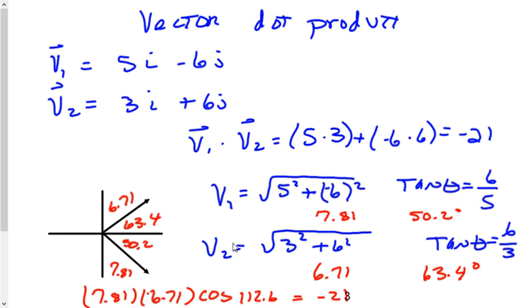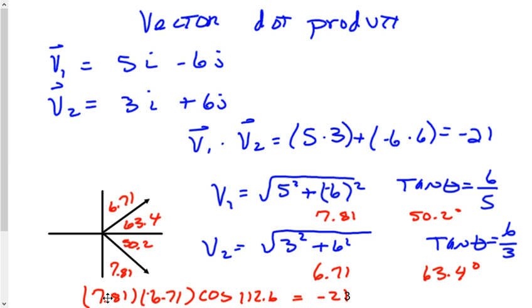Now what about vector 2? We'll do the same. We'll take the square root of 3 squared plus 6 squared. That equals 6.71. And taking the inverse tangent of 6 over 3, it's 63.4 degrees. And I've located that here. This is our vector 6.71 at 63.4 degrees, and this time above the x-axis, because there is a positive x and a positive y. And then the angle between those, we add those two together, is 112.6.